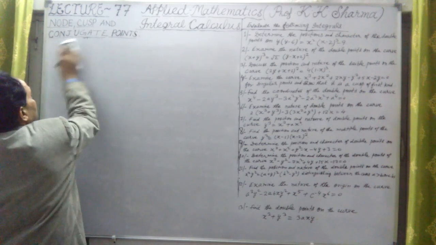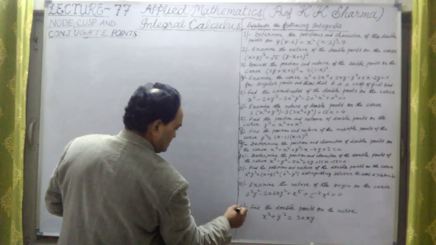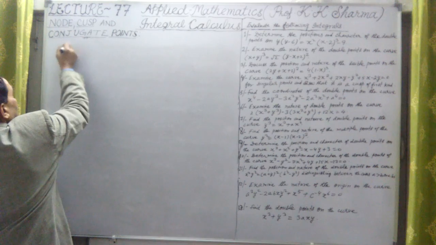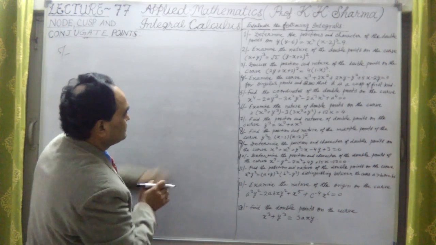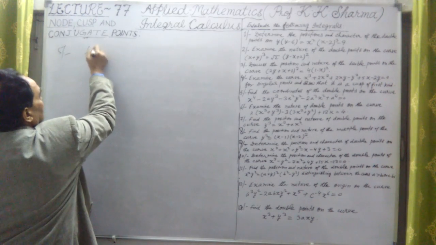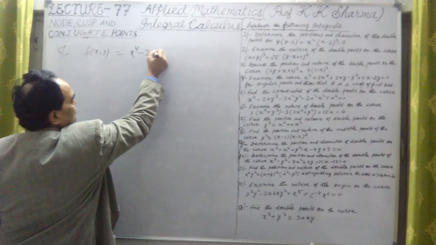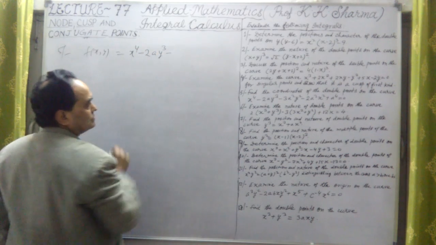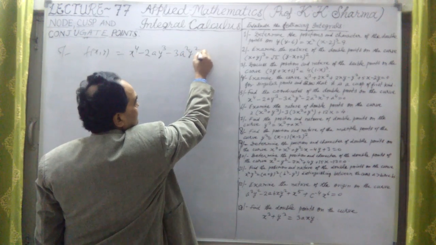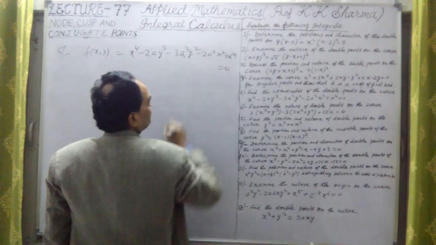Now question number 5th. There are 13 questions total, and this is the fifth. Let me talk about where the curve given to us is f(x, y). The curve given is x to the 4 minus 2a y cube minus 3a square y square minus 2a square x square plus a to the 4 equal to 0.